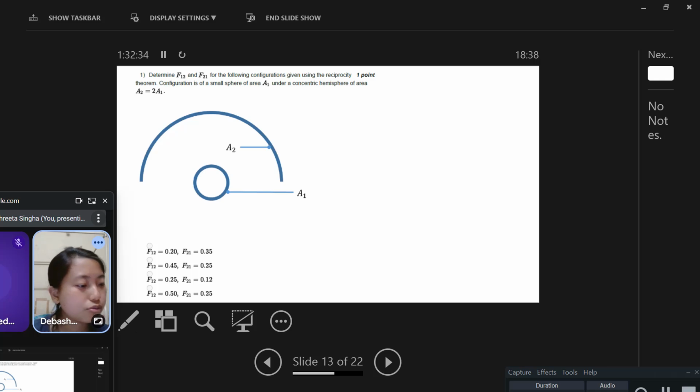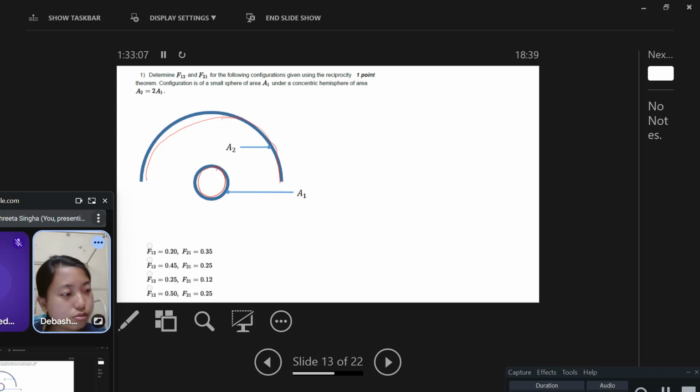Okay, so this is for a different geometry. You can find the view factors. This is one of them. Determine F12 and F21 for the following configuration using the reciprocity theorem. The configuration is a small sphere of area A1 under a concentric hemisphere of area A2, which is twice A1.